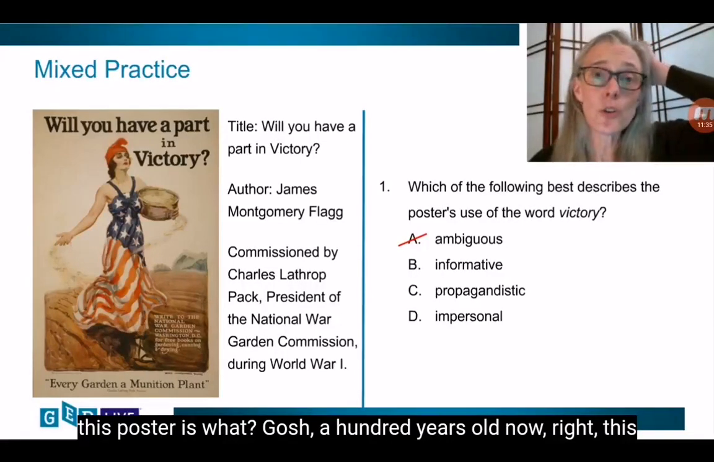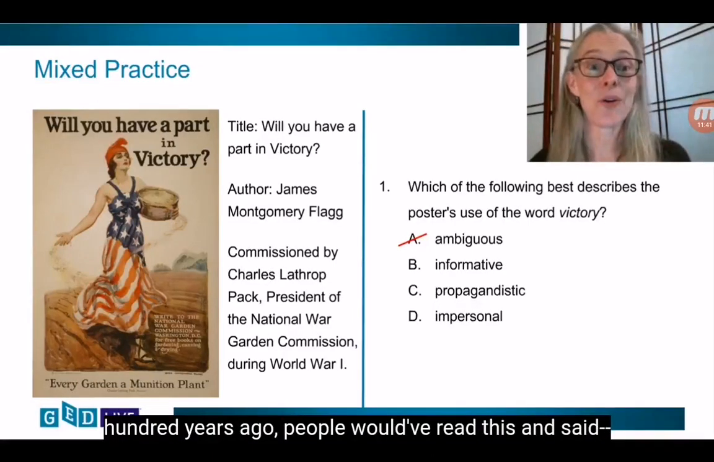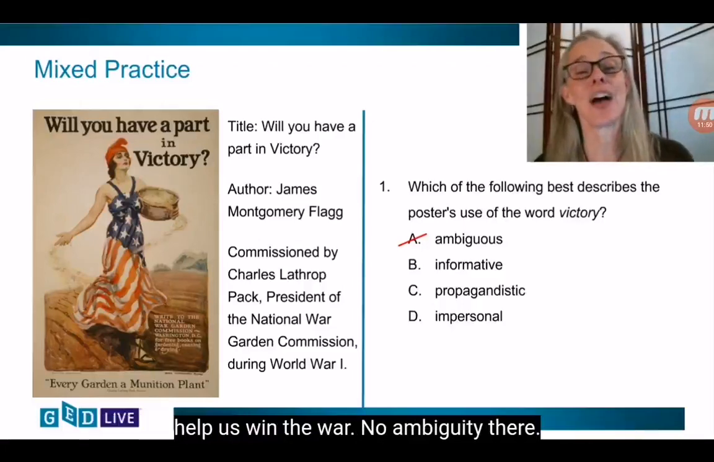Gosh, 100 years old now, right? This is a 100-year-old poster. And back then, 100 years ago, people would have read this and would have had no question in their mind what this meant. Right? The commission wants us to plant a garden because it's going to help us win the war.